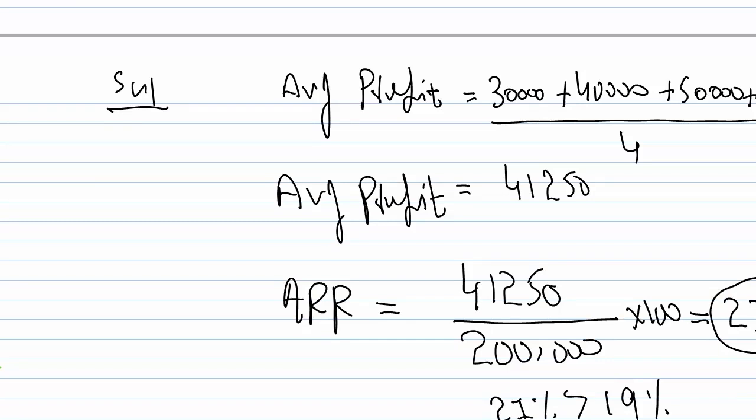Okay. So this is the accounting rate of return. The previous example was on average investment, and this was on initial cost. Okay. So this was the first method which the entity can use to decide whether the company should go with the project or should not go with the project.